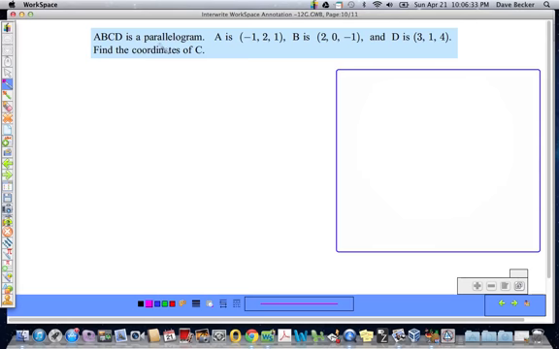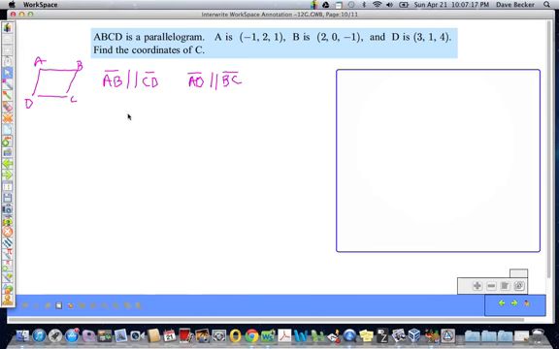We have ABCD is a parallelogram. A has the points negative 1, 2, 1. B is 2, 0, negative 1. They skip C, that's important. And then D is 3, 1, 4. So, if you just draw some parallelogram in 2D, A, B, C, and D, very important to realize that AB is going to be parallel to CD. And of course AD would be parallel to BC. Okay. No different in 3 space, maybe a little bit harder to get our heads around.